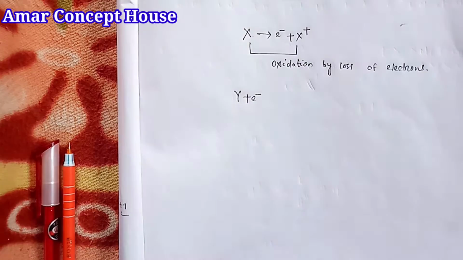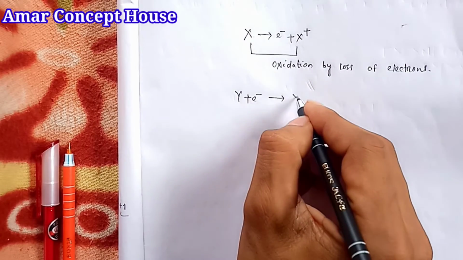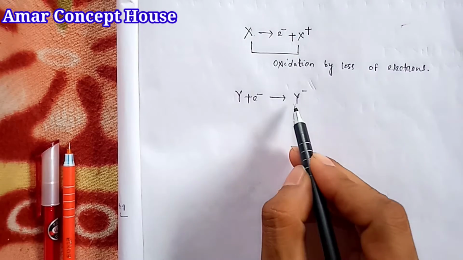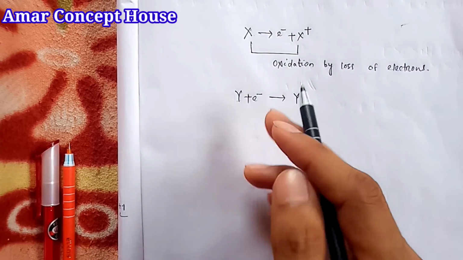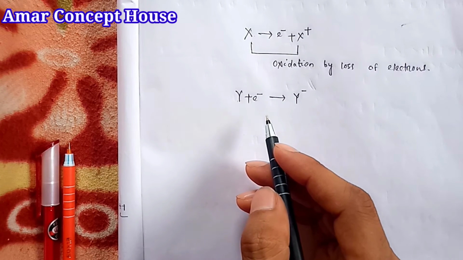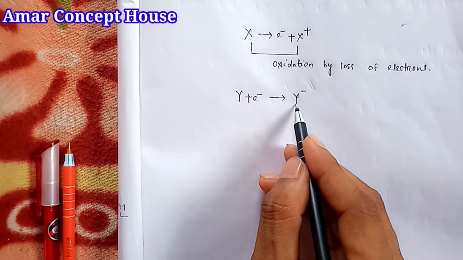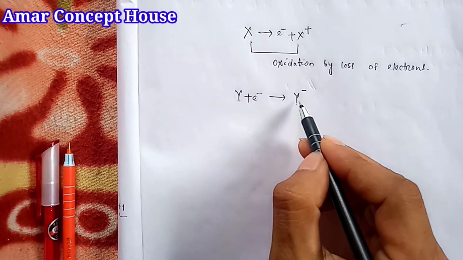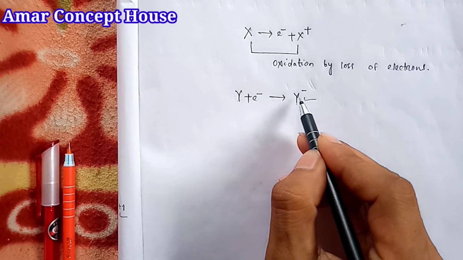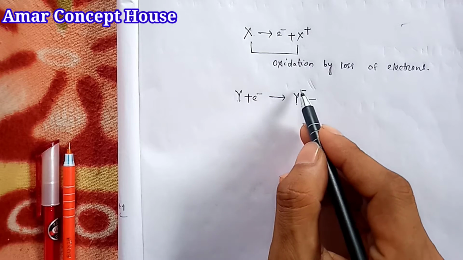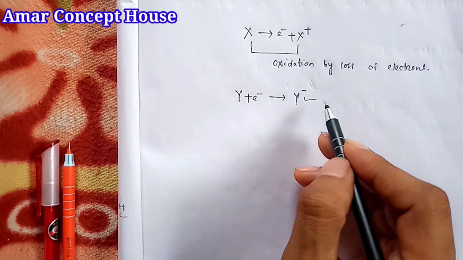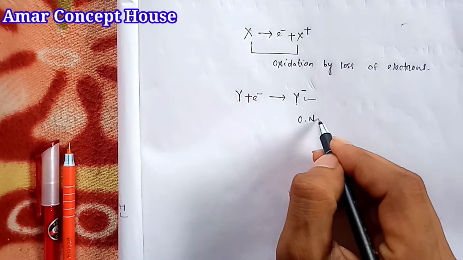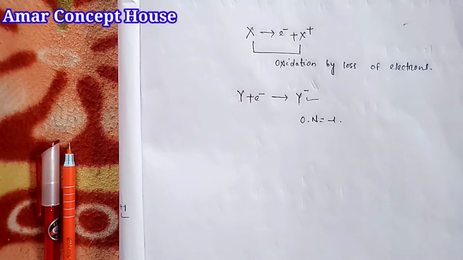Now suppose I take another atom Y and Y gained an electron. So what will Y become? Y minus. Right or not? Now what is happening with Y? Reduction. That means Y becomes Y minus by gaining an electron. Y minus means formal charge, and this formal charge is the oxidation number. So here the oxidation number is -1.